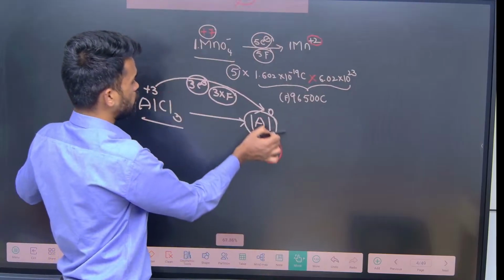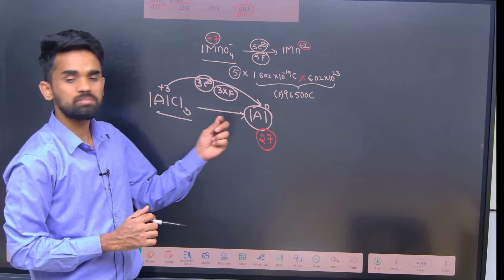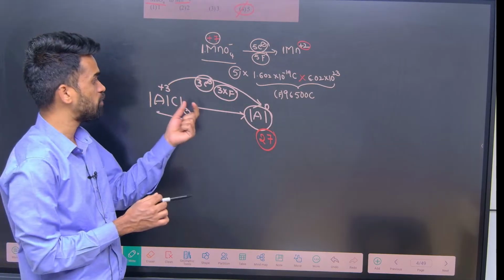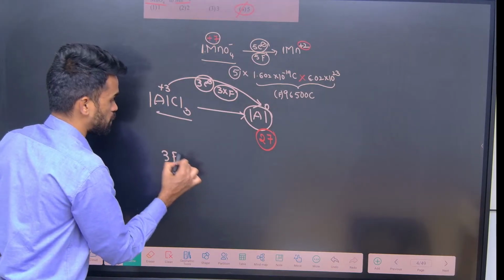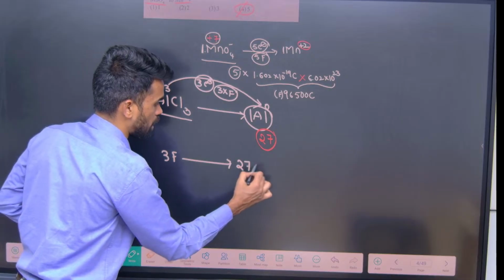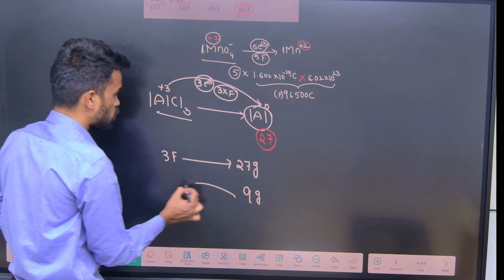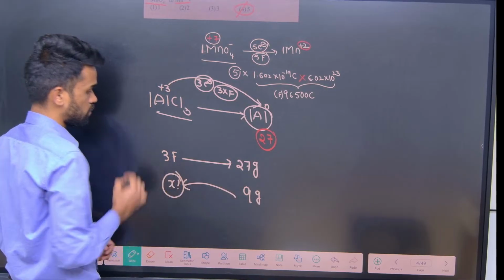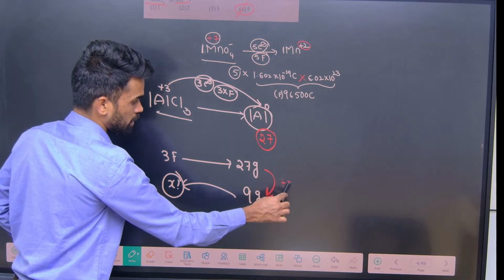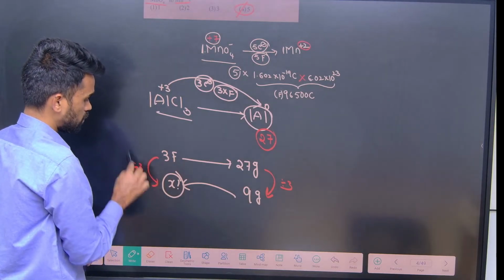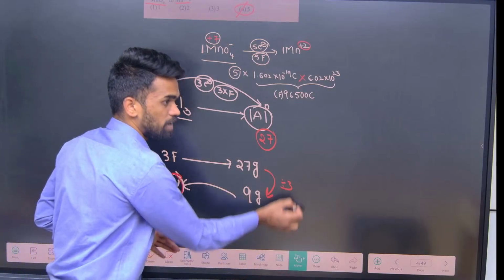Now during this conversion they say only 9 grams of aluminium is deposited. Then how many Faradays are supplied? Upon supplying 3 Faradays, we got 27 grams. Now only 9 grams of aluminium is deposited, so how many Faradays are supplied here? 1 Faraday. What is the conversion from here to here? Divided by 3, so here also you divide by 3, and that gives you 1 Faraday. Is this clear? Just remember one thing, I will tell you one simple way.